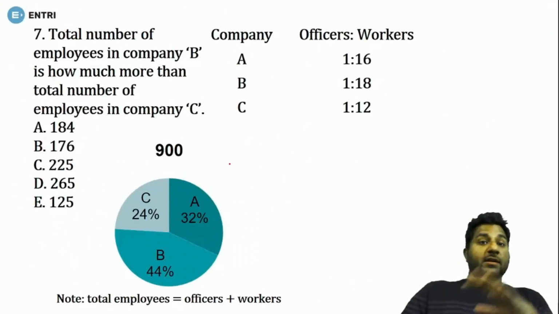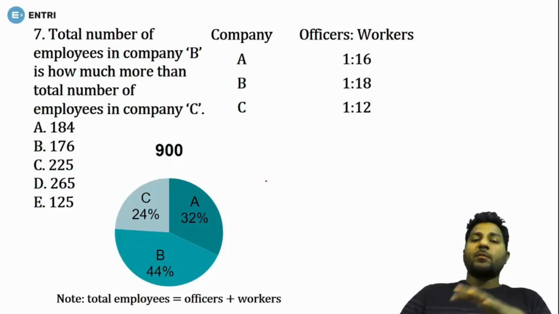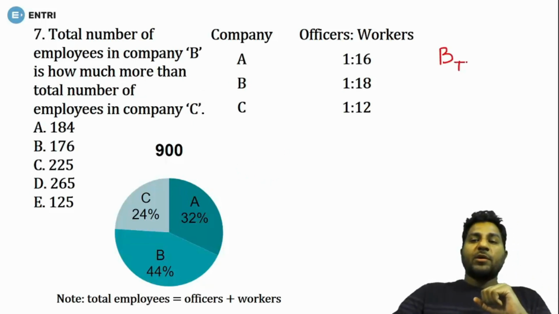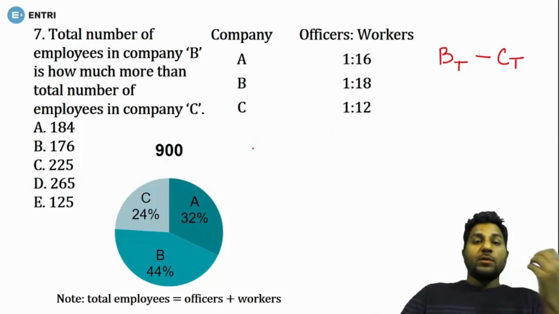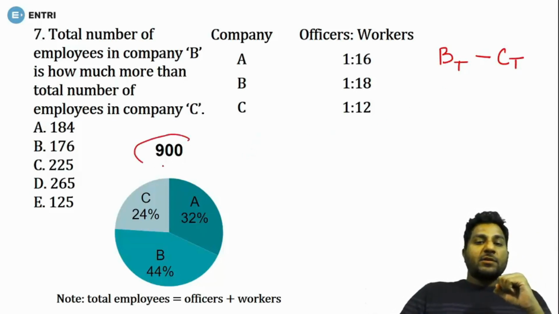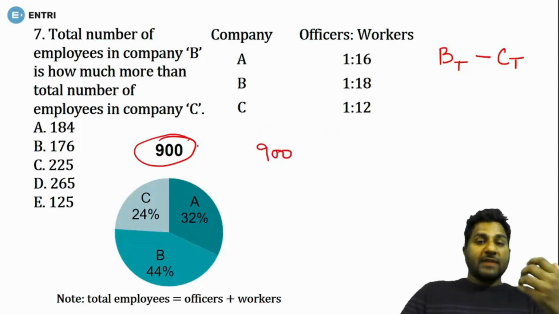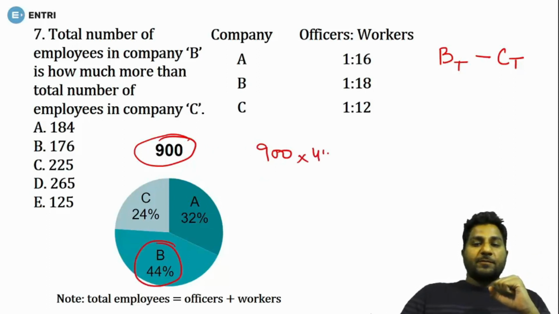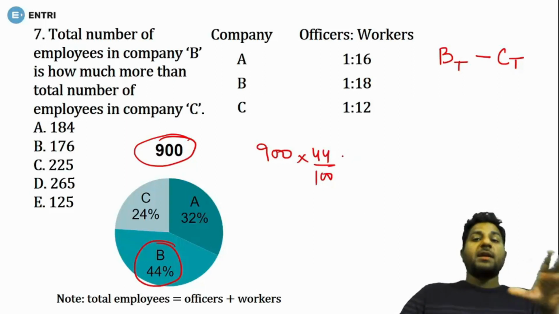All right, let's look at the next question. The total number of employees in company B is how much more than the total number of employees in company C? So basically we need to compare total employees of B with total employees of C. Look at how you are going to do that. As we know, the total workers are 900. In company B, it was 44%. So we will do 44% of 900. Let's look very carefully.